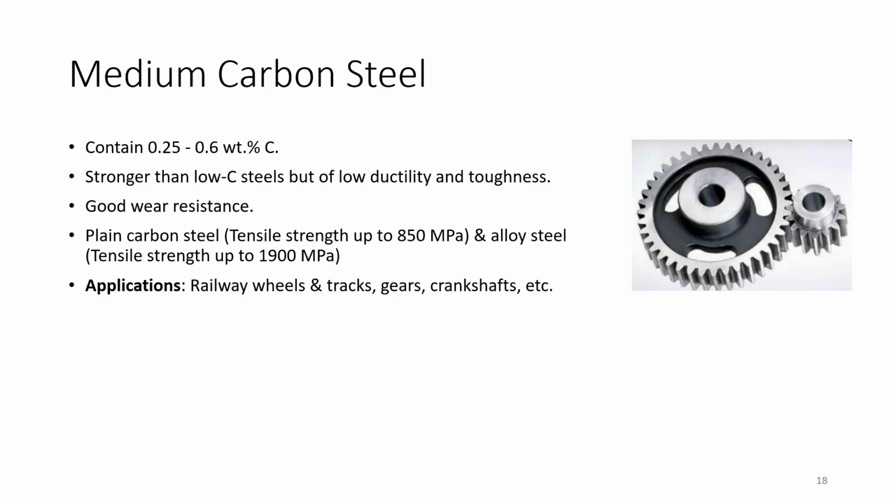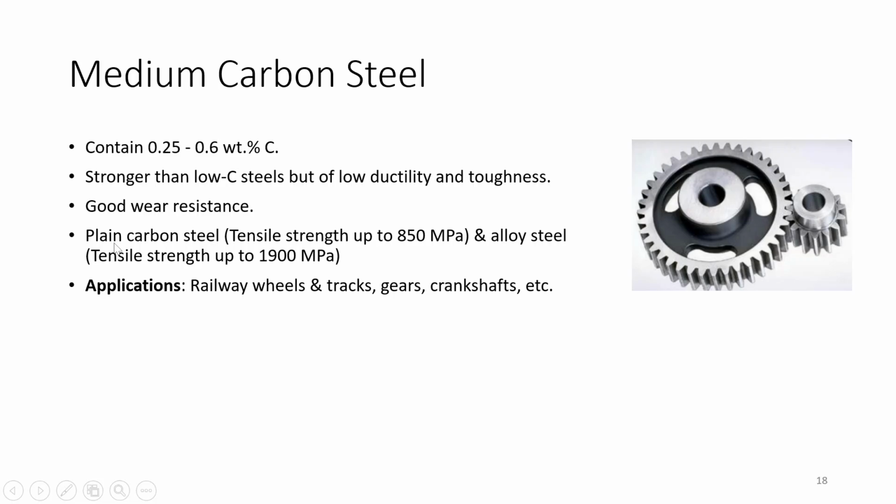Next is medium carbon steel. This one consists of 0.25 to 0.6 weight percent carbon, and it is stronger compared to low carbon steels, but of low ductility and toughness. Ductility is reducing because of the higher carbon percent. So it has higher strength but reduced ductility and toughness, and it has good wear resistance. That's why it will be used in case of gears.